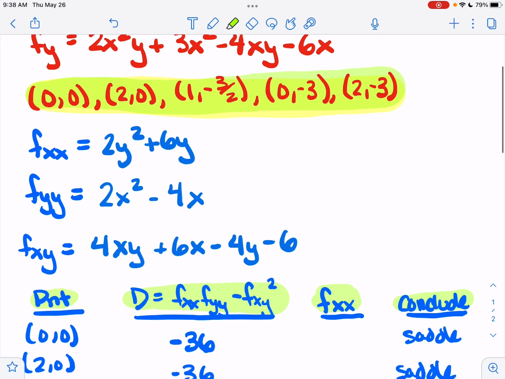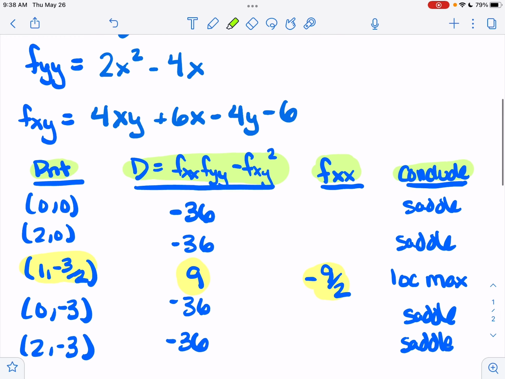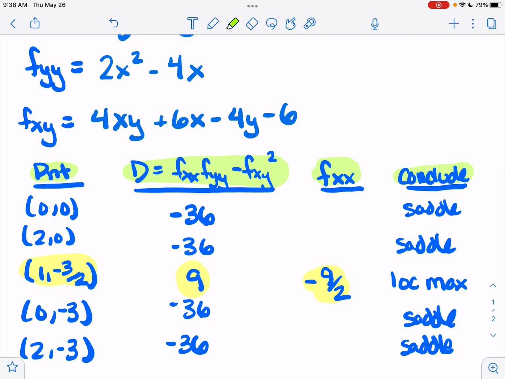Now we do that for all the critical points, and it turns out for most of the critical points, we get the same thing. We get negative 36. So most of these critical points, 4 of them, are saddle points. The lecture contains a picture of this surface. You can see the 4 saddle points and the local max in that picture.